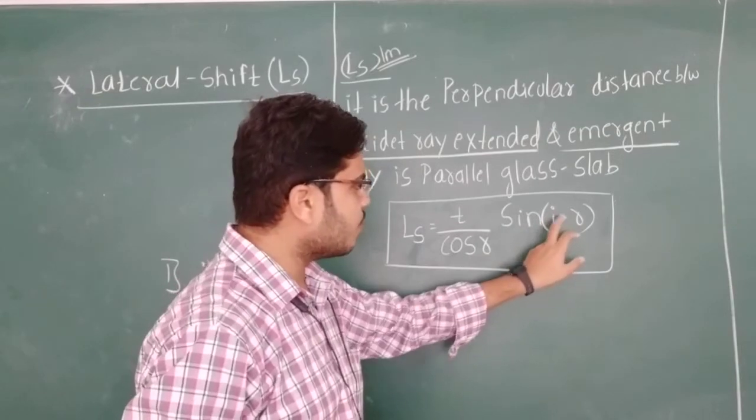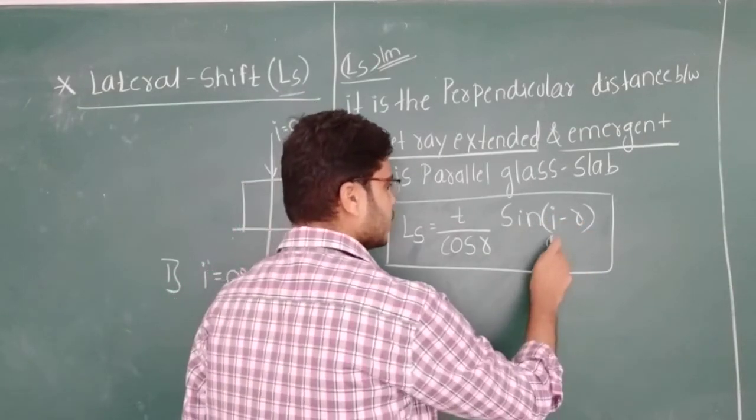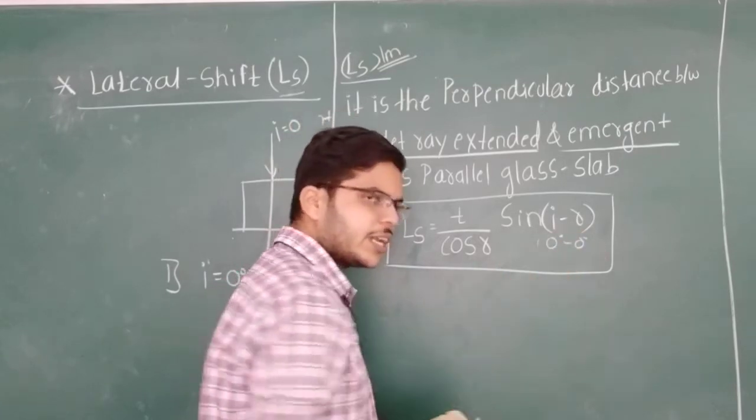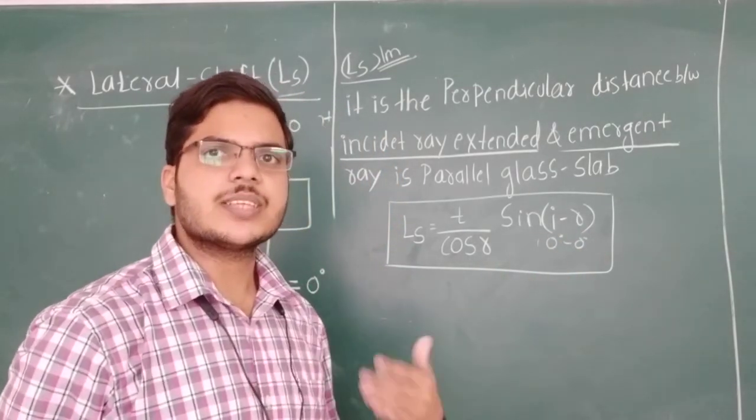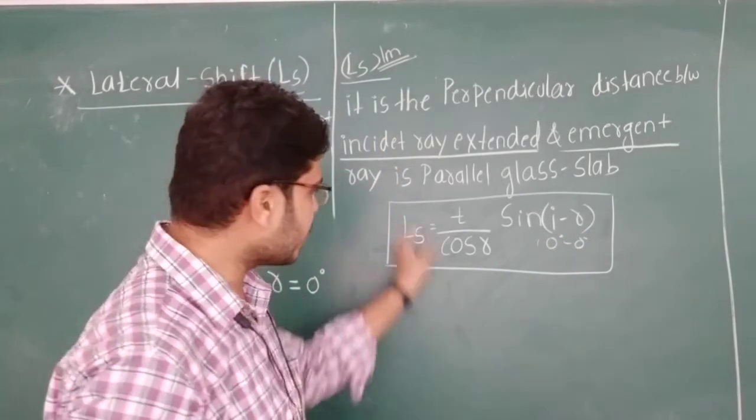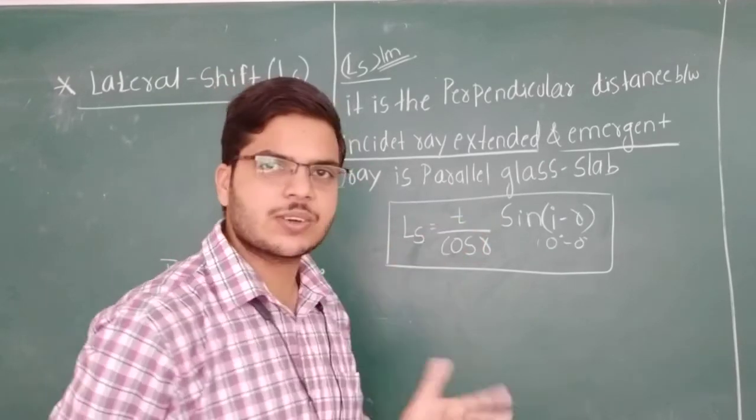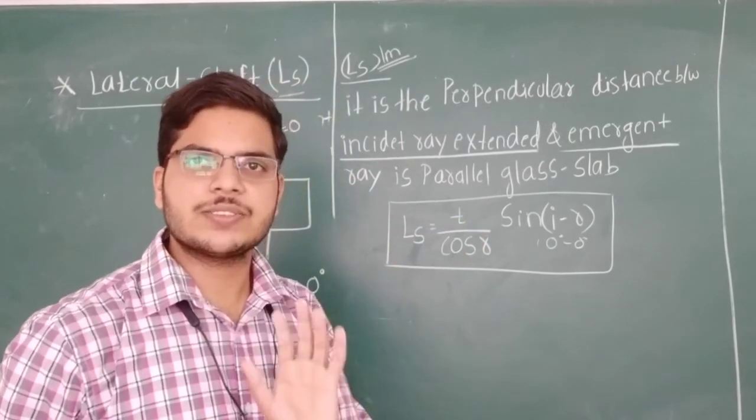Sin i minus r: 0 degrees minus 0 degrees is again 0 degrees. Sin 0 degrees is 0. Therefore, the entire lateral shift is equal to 0. There is no lateral shift observed.